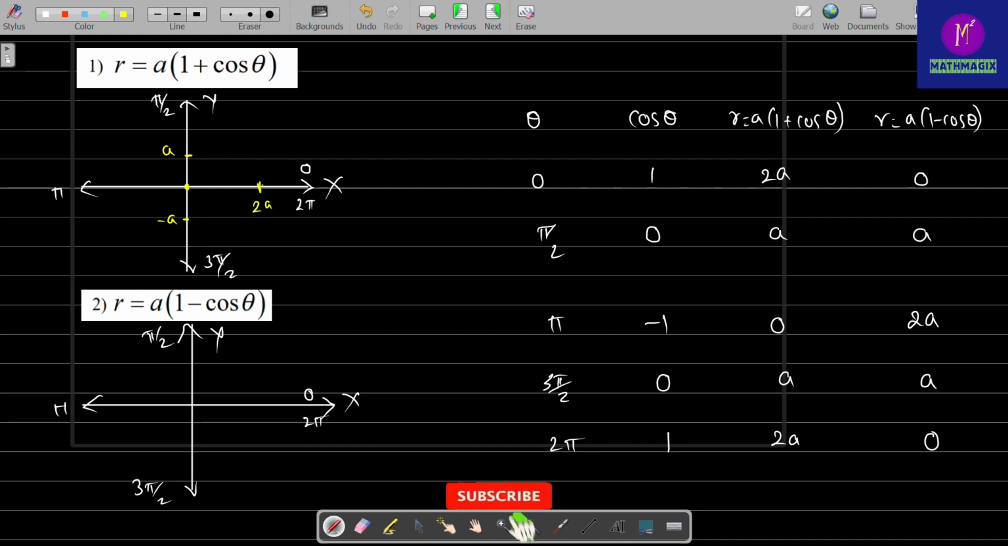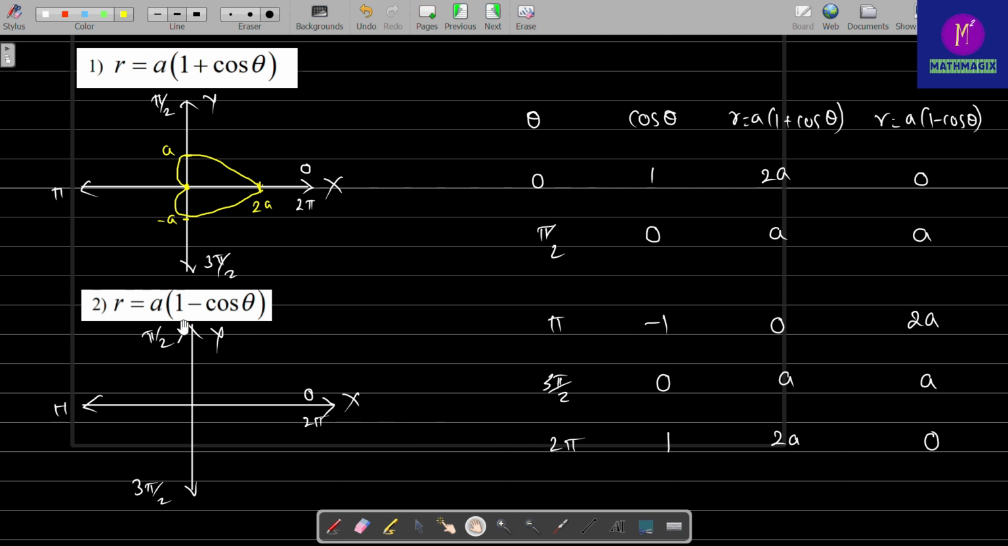So if I join all these points, I'll get a diagram something like this, and this is called a cardioid. So this is a diagram which we will get whenever r equals a into 1 plus cos theta.